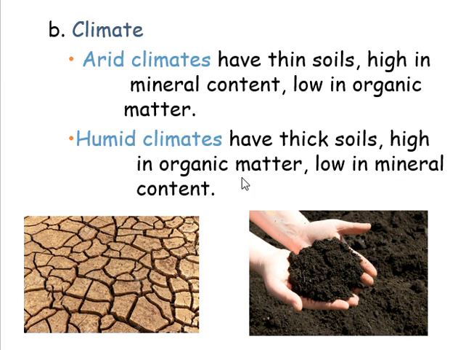Aside from parent material, it turns out climate influences soil formation. Arid climates, or very dry climates, have very thin soils that are high in mineral content but low in organic matter. That's because arid climates without a lot of precipitation can't support a lot of plant life. Without plant life, you don't have plants and animals dying and decaying, making organic additions to the soil.